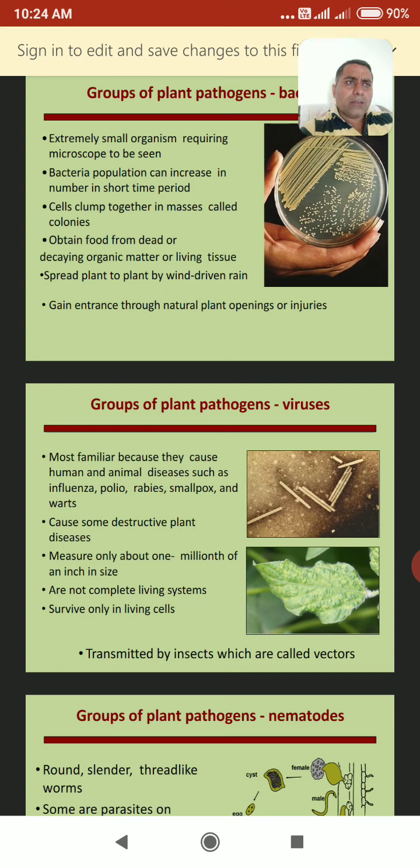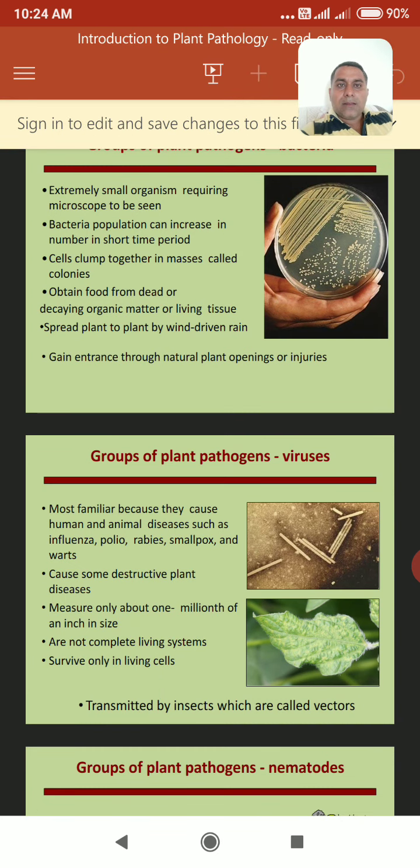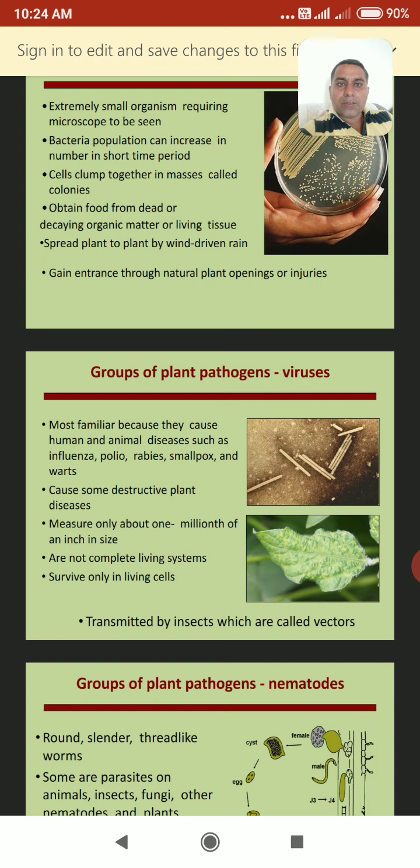Now we are all suffering from a pandemic disease, that is COVID-19. That is also a type of virus which is causing a human disease, that is corona disease, which is now a big problem for human beings.